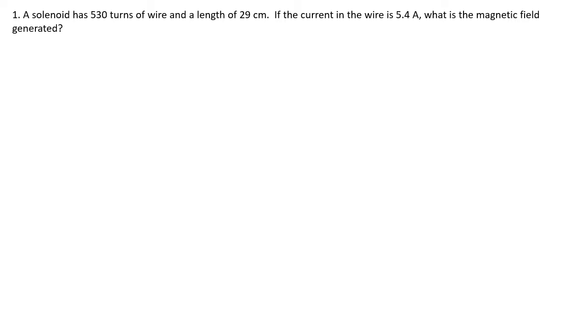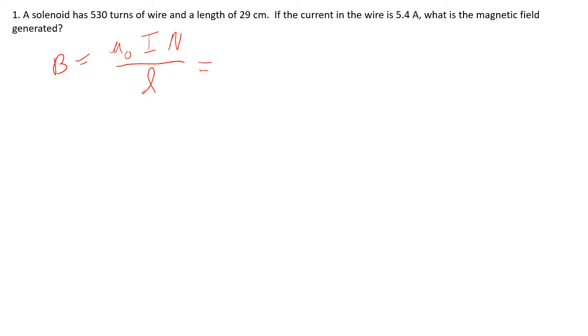Number one, a solenoid has 350 turns of wire and length of 29 centimeters. If the current in the wire is 5.4 amps, what is the magnetic field generated? So remember, a solenoid is a series of loops of wires that when you run a current through it will generate a magnetic field. So our equation for this is B, which is magnetic field, equals mu naught times I n over the length.